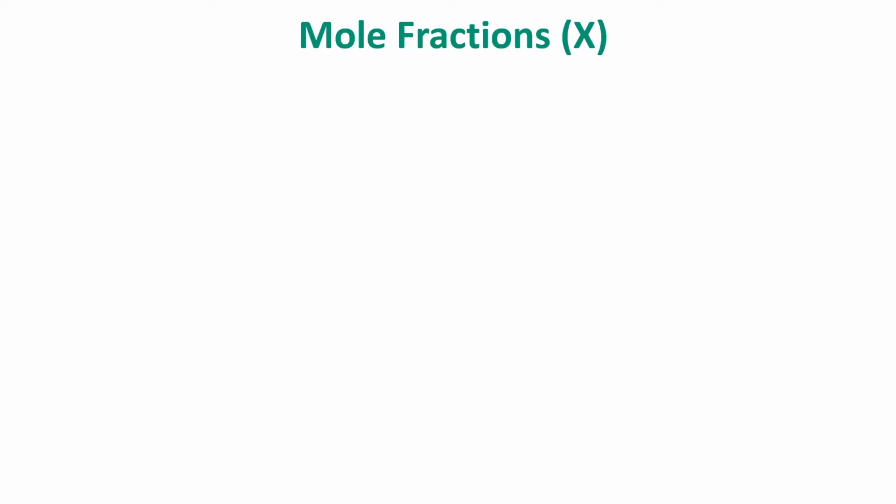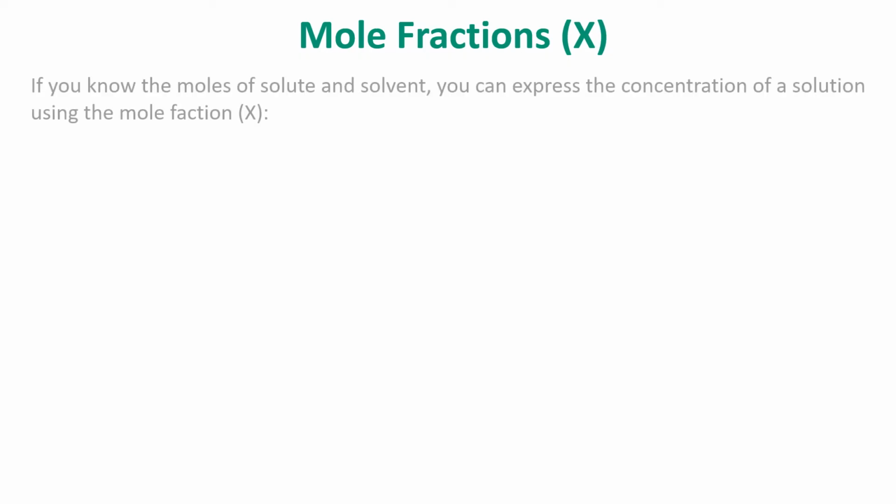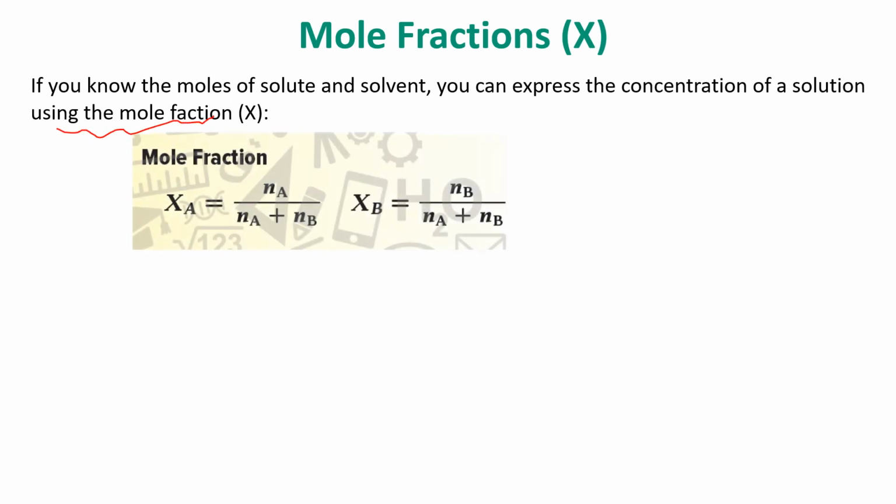The final method we use to calculate concentration using a mathematical method is using the mole fractions. So if you know the moles of a solute and a solvent, you can express the concentration of a solution using the mole fractions. And here's an example. So XA, the mole fraction for substance A, is equal to Na over Na plus Nb. So the moles of the solute over the moles of the total solution.